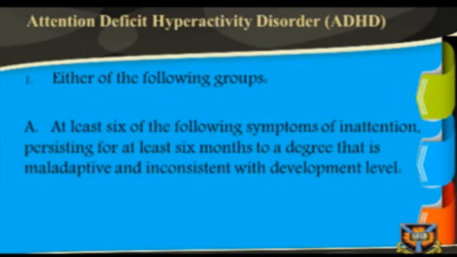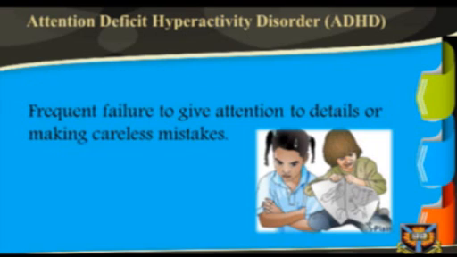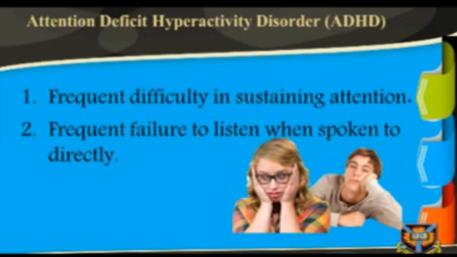1. Either of the following groups. A. At least 6 of the following symptoms of inattention persisting for at least 6 months to a degree that is maladaptive and inconsistent with developmental level. A. Frequent failure to give attention to details or making careless mistakes. B. Frequent difficulty in sustaining attention. C. Frequent failure to listen when spoken to directly. D. Frequent failure to follow through on instructions and failure to finish work.